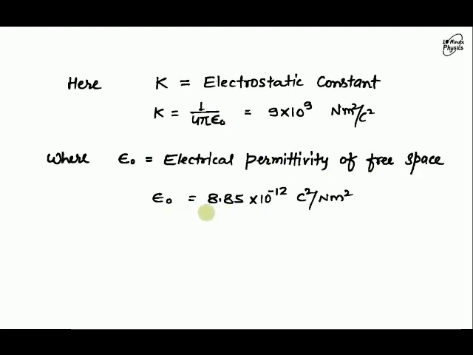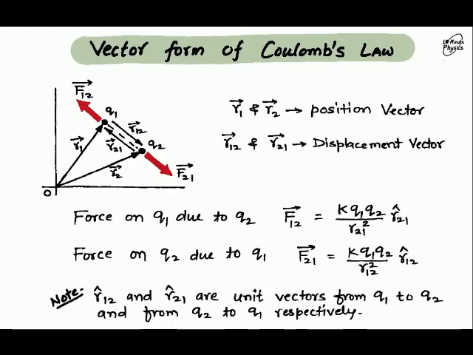K value is 1 upon 4 pi epsilon naught. If you substitute the values of 4 pi and epsilon naught, that is 8.85 into 10 raised to minus 12, you will get a constant value, that is 9 into 10 raised to 9 Newton meter square per Coulomb square. And epsilon naught represents the electrical permittivity of free space. Its value is 8.85 into 10 raised to minus 12 Coulomb square per Newton meter square.